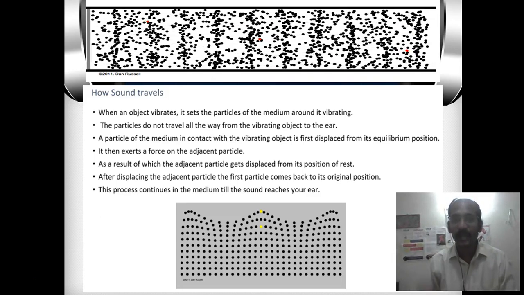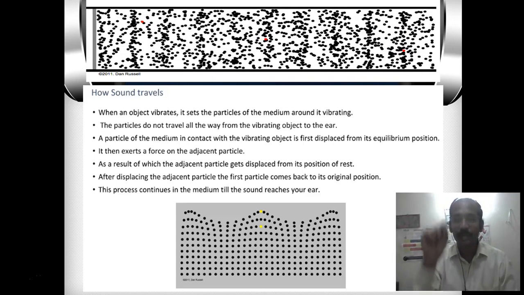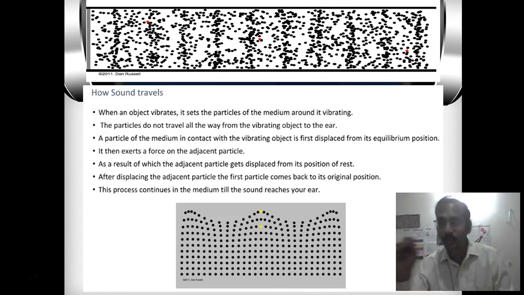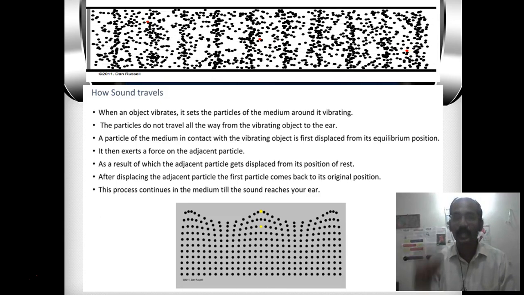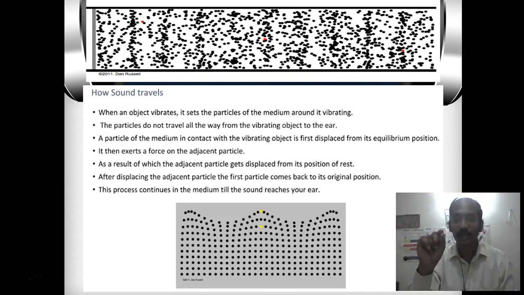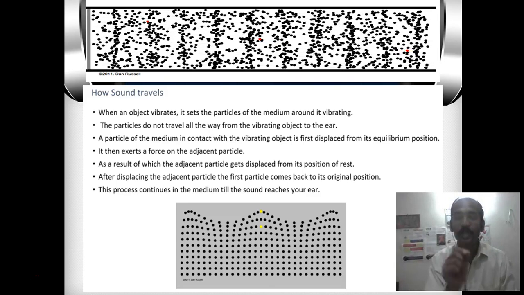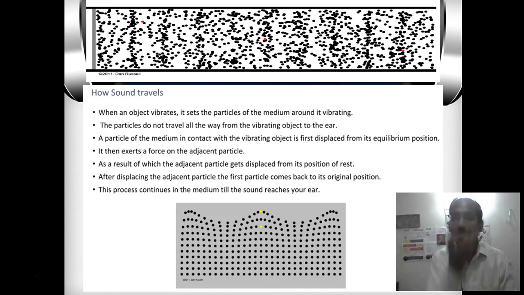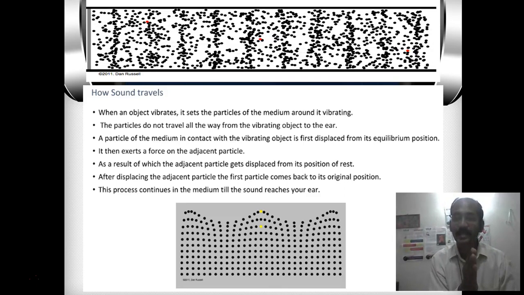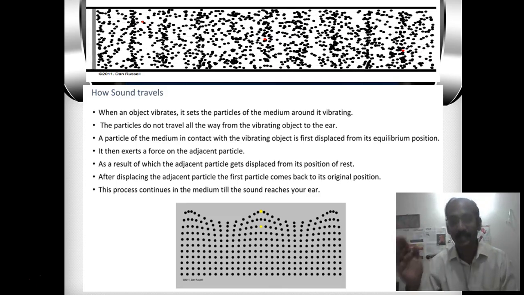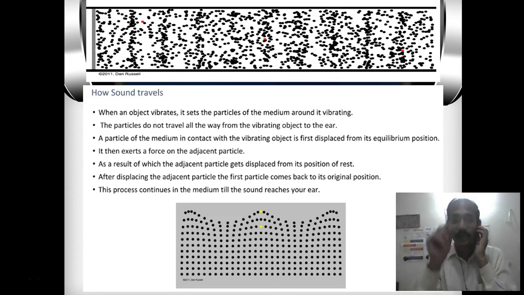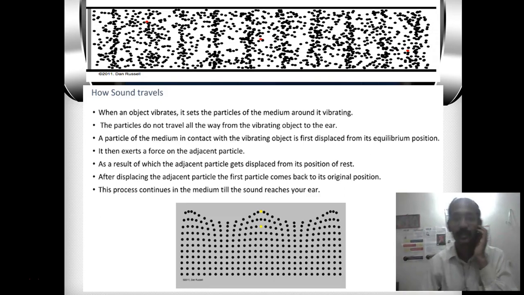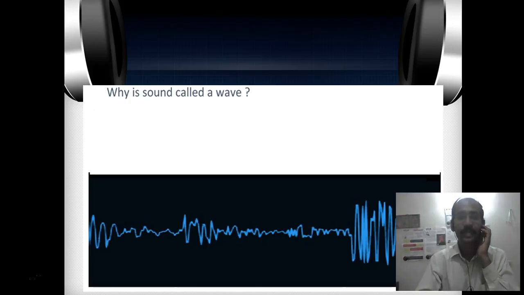You can observe the piece of paper is still moving up and down, which is not going towards the beaker walls, which is vibrating up and down, which means the molecules of water are getting energy from the stone. The energy is transmitting from one place to another place, but not the water molecules. If water molecules moved, the piece of paper would also move forward. Clear? So this is the way the sound will vibrate.